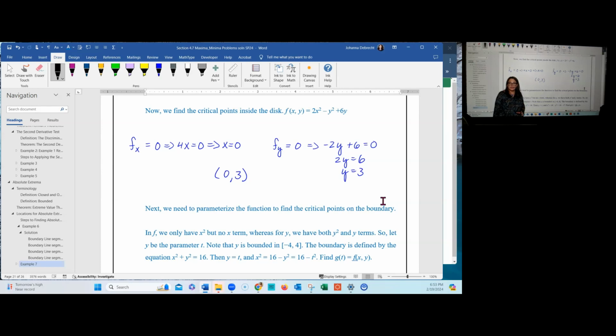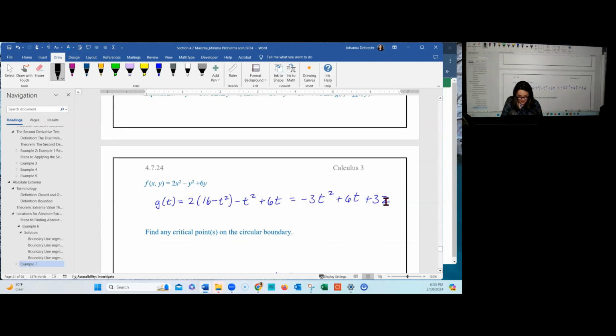Go ahead and pause the video to replace x squared with 16 minus t squared and y with t. After you do that, go ahead and find the critical points on that function. Then turn the video back on and we'll check your work.